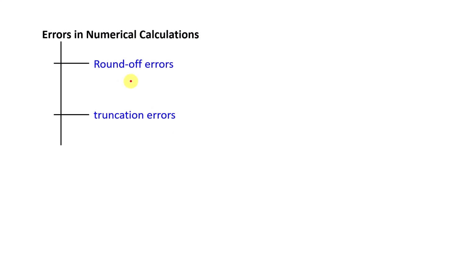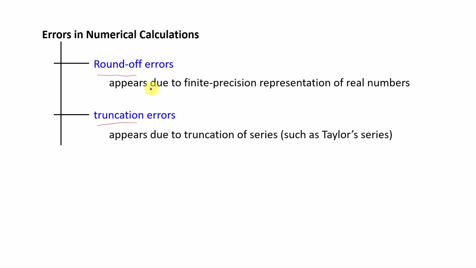The errors in Newton-Raphson method as well as in most numerical methods come from two sources. First source is round off errors and second source is truncation errors. Round off errors come due to finite precision representation of real numbers. We know that real numbers most of the time, for example this root 2, goes 1.414, but it doesn't stop there. It has, in fact, infinitely many digits.